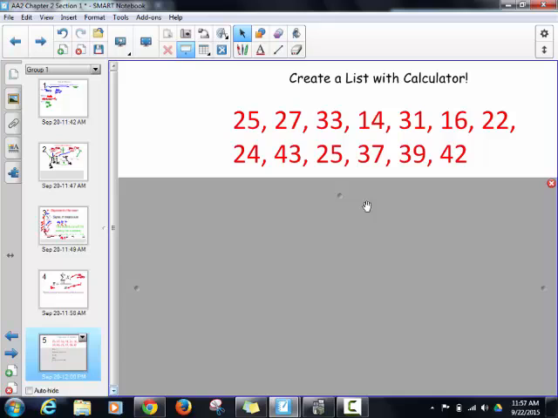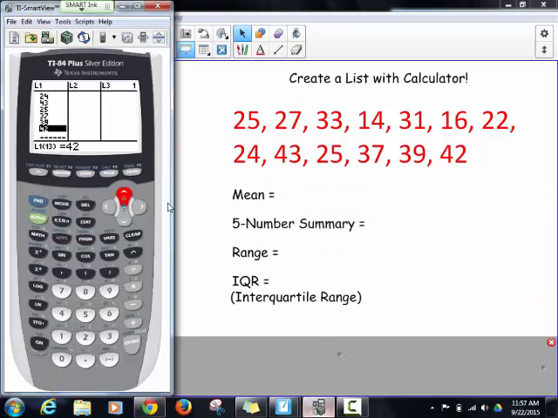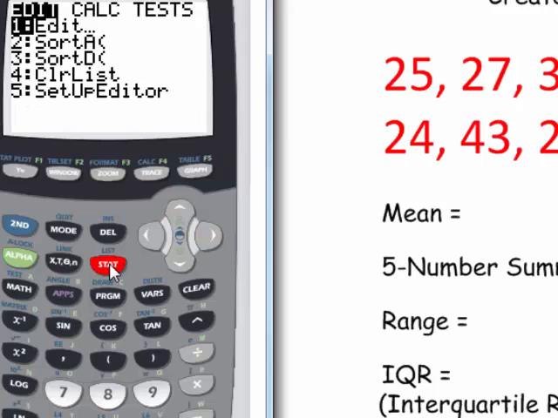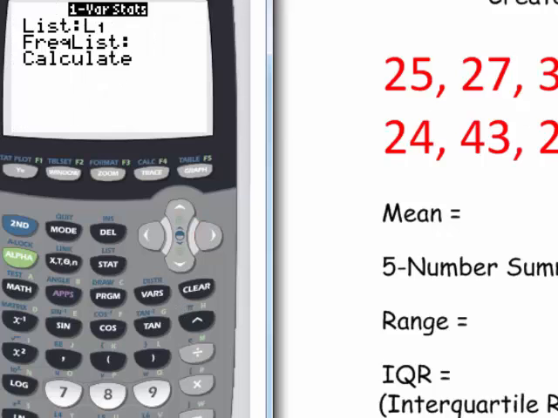Well, now what can we do with our list? All right, let's find some information. So I have my list. Now to find all these things, well, some of them anyway, let's go back in our statistics. And if you take a look, we have calc, so we can make some calculations with our statistics. Let's go over. And this is one variable statistics, right? It's just one set of data. So I'm going to go ahead and enter. And yep, it was list 1, so that's perfect.